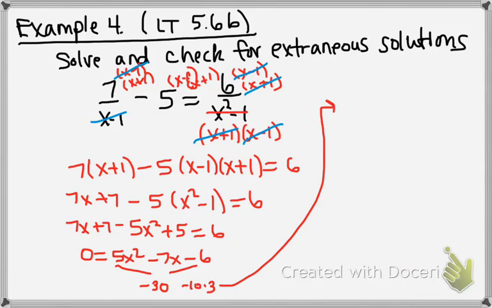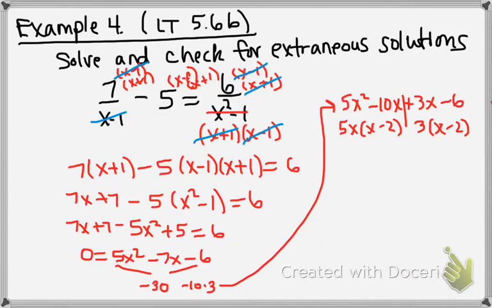I'm going to come up here where I have a little more room. So I've got 5x squared minus 10x plus 3x minus 6. So now I can factor by grouping, so I split it in half. Out of the first half, 5x comes out, leaving an x minus 2. Out of the second half, a 3 comes out, leaving an x minus 2. So now I have that x minus 2 in common, so I factor it out, leaving the 5x and then a positive 3, so plus 3.